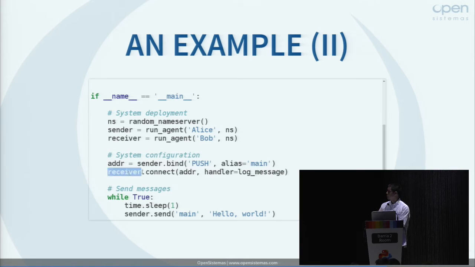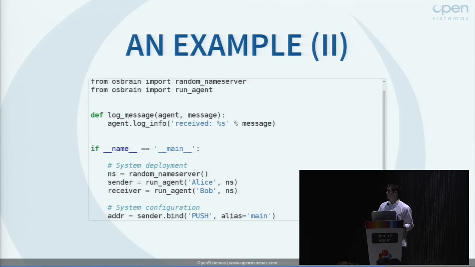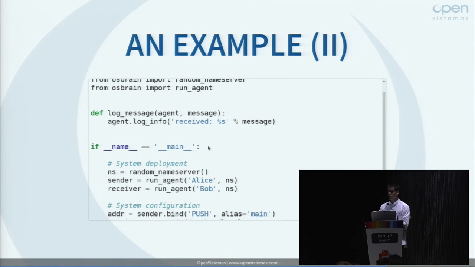And then what we do is, again, to serialize this call. We're going to tell the receiver to connect to this address. So this will be serialized, and we are going to serialize the address, which is a local object. And then we are going to serialize as well a function that will be used as a handler. This handler is implemented in here, and it's really simple. It's just as before. What we're going to do is to get the message that we received, and simply log some information. And we will say received and the message.